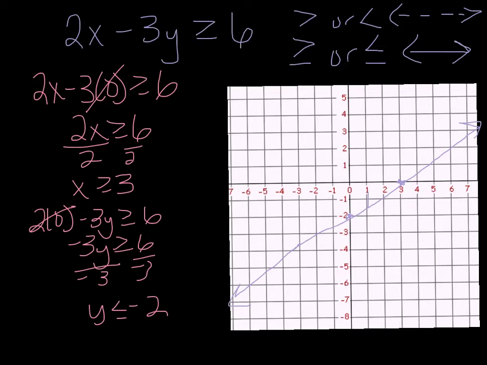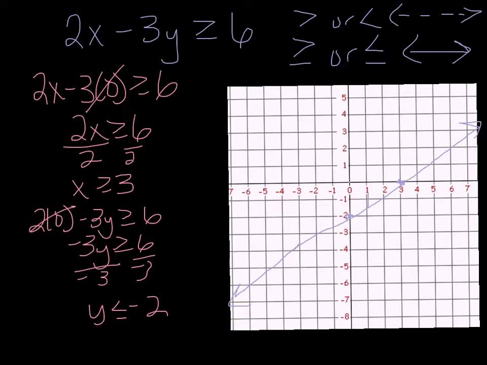What I'm going to do is plug in 0, 0. So I'm going to go back to this point 0, 0 here, and I'm going to plug this into the equation and see if it's true or false. If it's true, then that means I'm going to shade this side. If it's false, I'm going to shade the opposite side. 0, 0 always works as long as the line does not go through 0, 0. So this line does not go through 0, 0, so I'm going to plug in 0, 0.